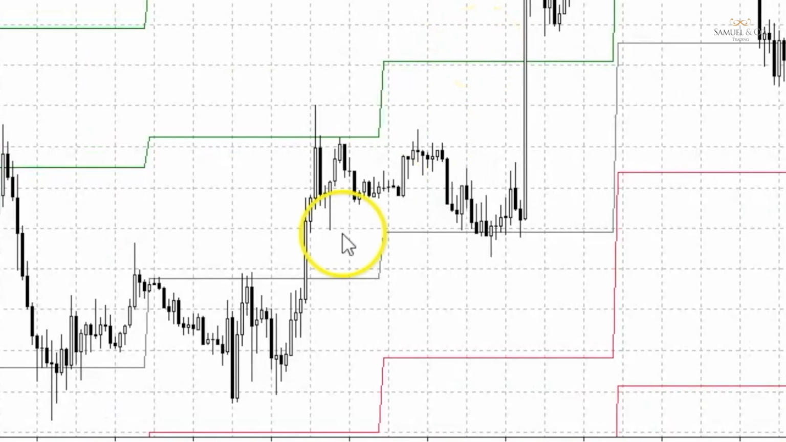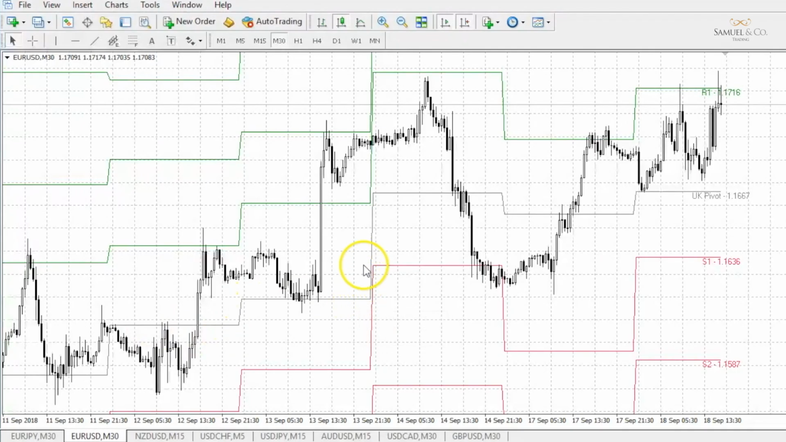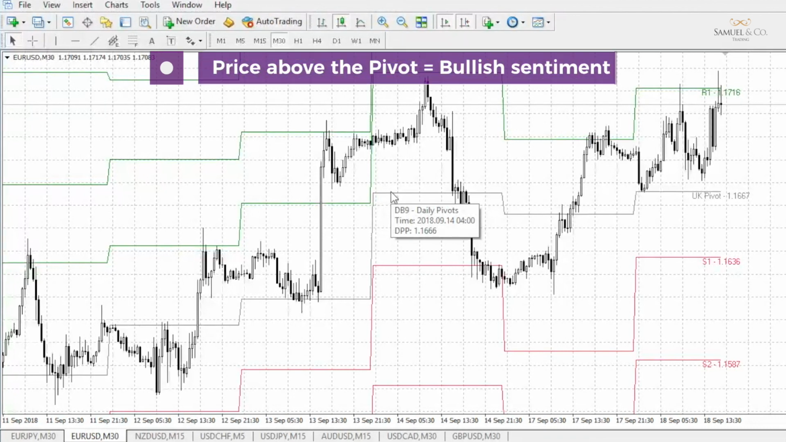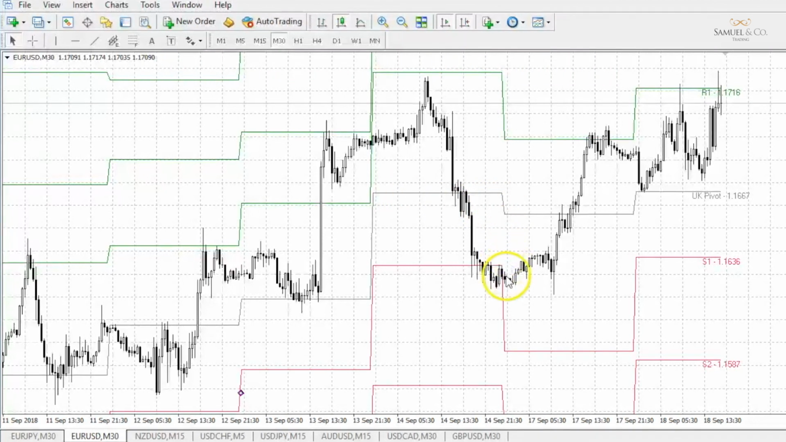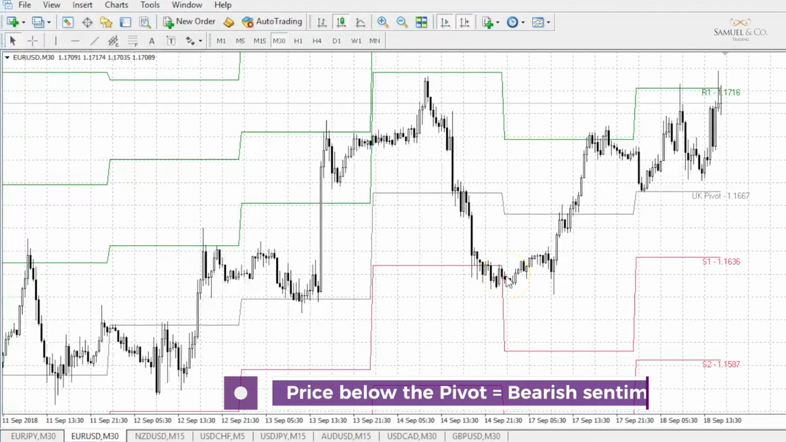The pivot point itself, which is this grey line floating through the middle of my chart, is simply the average of the high, low and closing prices from the previous trading day. On the subsequent trading day, trading above the pivot is thought to indicate ongoing bullish sentiment, and trading below the pivot is thought to indicate ongoing bearish sentiment.